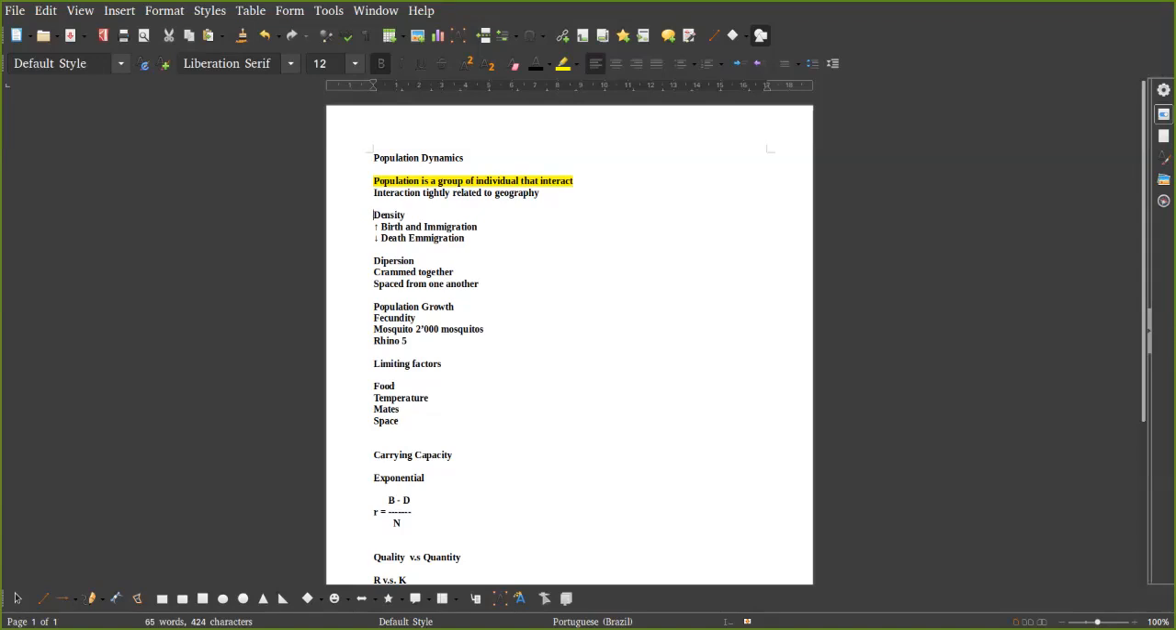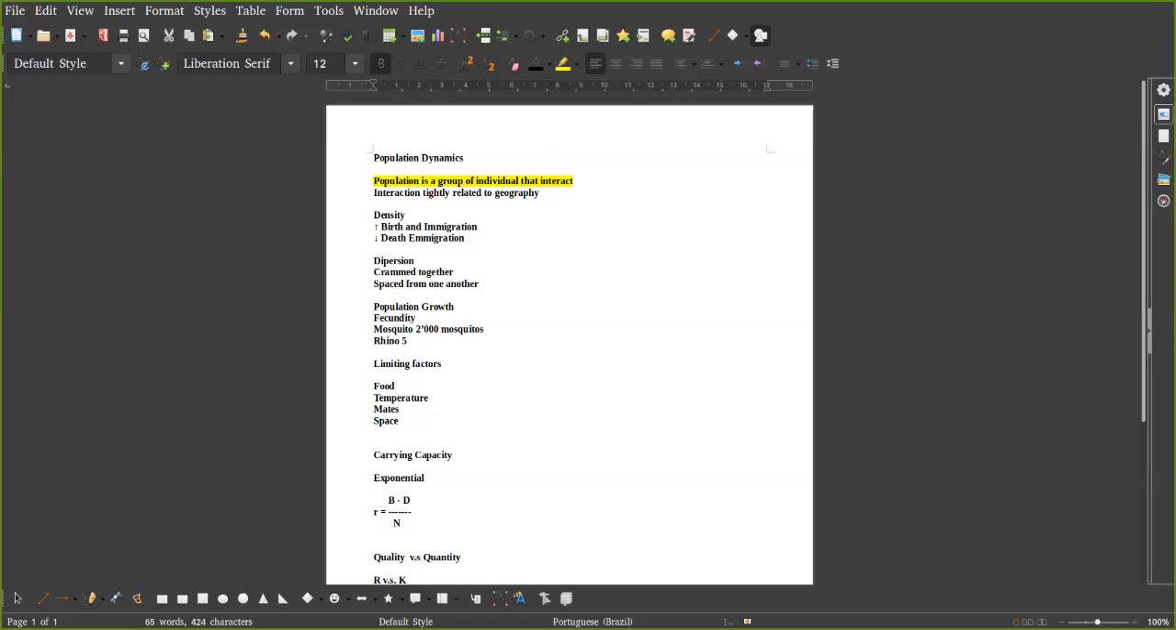Another thing that affects the population dynamics is the population growth. So, for example, fecundity. For example, the mosquitoes only live for like 2 weeks, but they can have 2,000 offspring, while the rhino lives 50 years and at most he can have 5 offspring. So all of these help in the population dynamics.